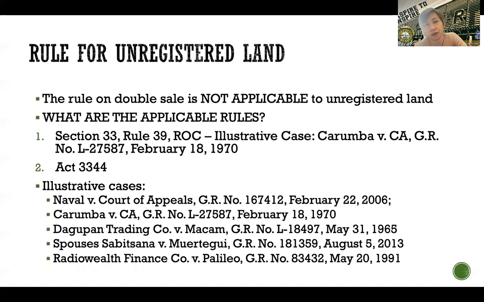So as already discussed, the rule of preference in case of double sales in Article 1544 will not apply to unregistered lands. So the question is, what are the rules therefore if the unregistered land was double sold? I assign a case for this, the case of Karumba versus Court of Appeals. We see here that the rules are Section 33, Rule 39 of the Rules of Court, and the pertinent provisions of Act 3344.